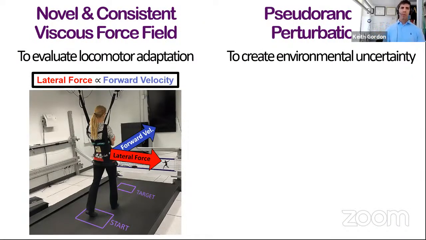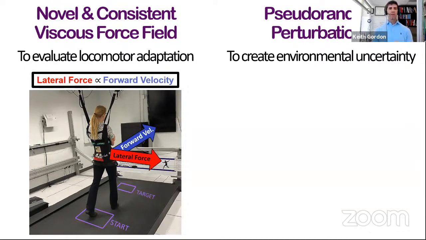Okay, we use the cable-driven robot to apply 2 types of forces during walking. First, to evaluate locomotor adaptation, all participants completed walking in a novel and consistent viscous force field. The force field was created by applying a lateral force proportional in magnitude to the participant's forward walking velocity. The applied force field produced a peak lateral force of about 17% body weight at their peak forward walking velocities.